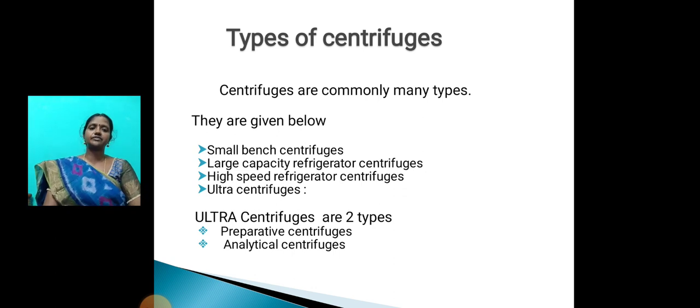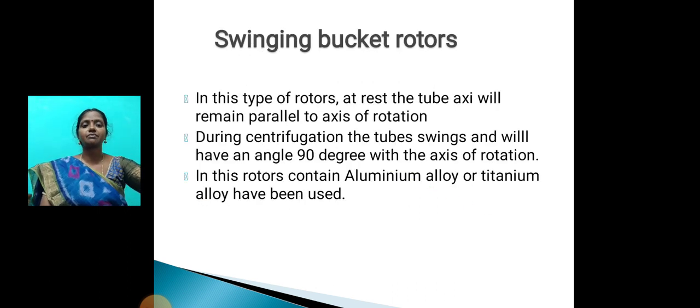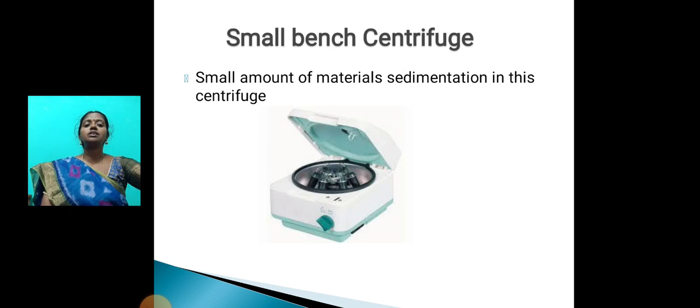And then, types of centrifuges. Many types of centrifuges are found in laboratories. Now we will see just four types of centrifuges. The first one is the small bench centrifuge, then the large capacity refrigerator centrifuge, which is called a cool centrifuge, a high speed refrigerator centrifuge, and ultracentrifuges. Ultracentrifuges have two types: preparative centrifuge and analytical centrifuge.